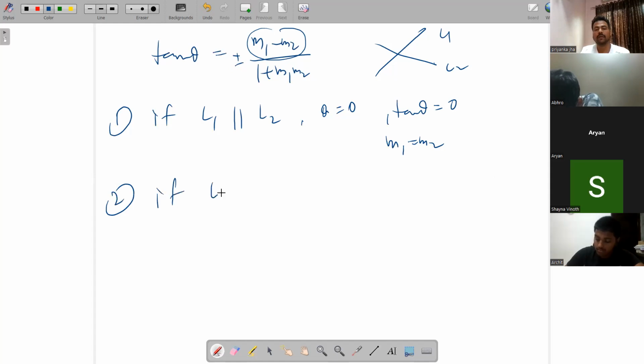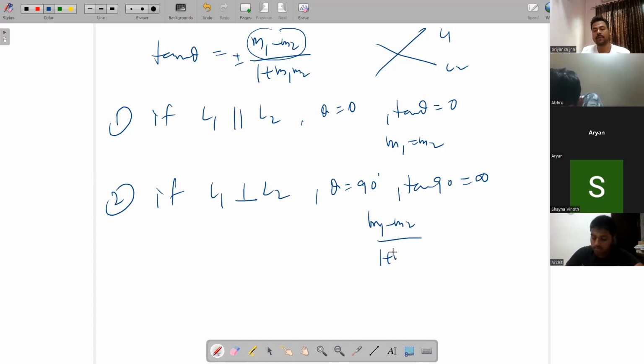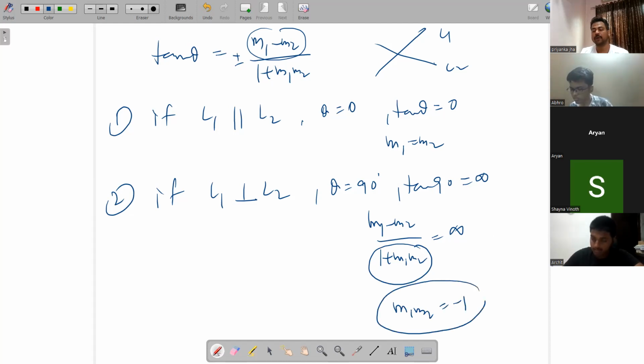Second, if line 1 is perpendicular to line 2, it means that the angle between them must be 90 degrees. So tan 90 will be infinity, and tan theta is m1 minus m2 upon 1 plus m1 into m2, that has to be infinity. Infinity means undefined. When will this be undefined? When the denominator will be 0. It means that m1 into m2 equals minus 1. Very important result. Any two lines which are perpendicular to each other, the product of their slopes must be minus 1. Keep it handy.